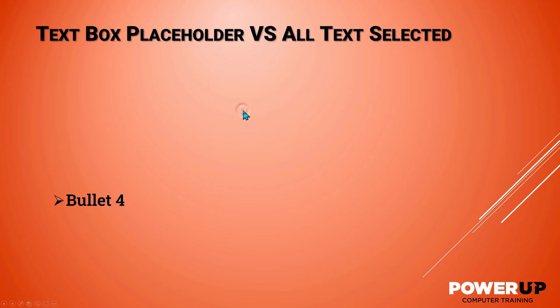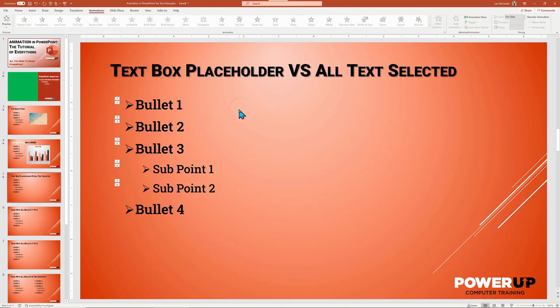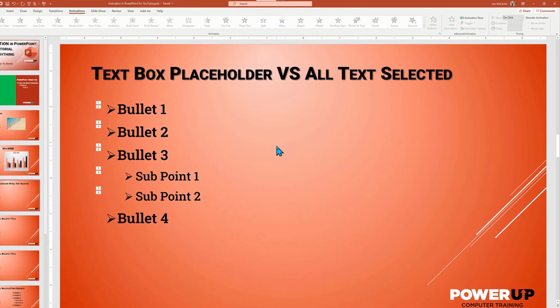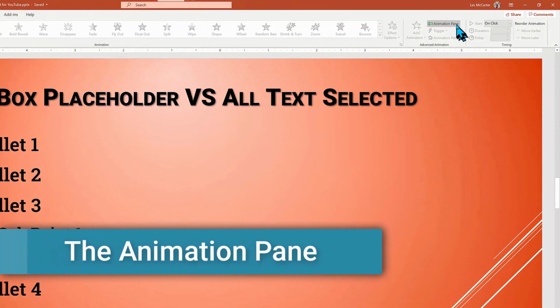Bullet point 1 shows up, disappears. Bullet 2 appears, disappears, and so forth. Note that we didn't highlight or do anything with bullet 4. There we go. But there's a better way to do this. And the better way includes the introduction of a new tool, the Animation Pane.